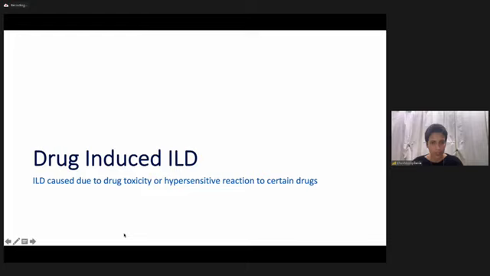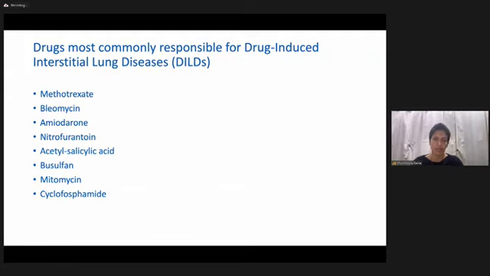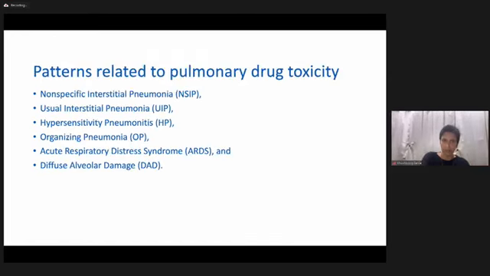Now we talk about the drug-induced interstitial lung disease. So drug-induced interstitial lung disease is either drug toxic or a hypersensitivity reaction of the lung parenchyma to certain drugs. This has already been elaborated in detail by Dr. Sharad Joshi, that these are the list of the most common drugs which cause interstitial lung disease. So if the patient has interstitial lung disease, we need to take a thorough history of whether the patient is taking any of these drugs.